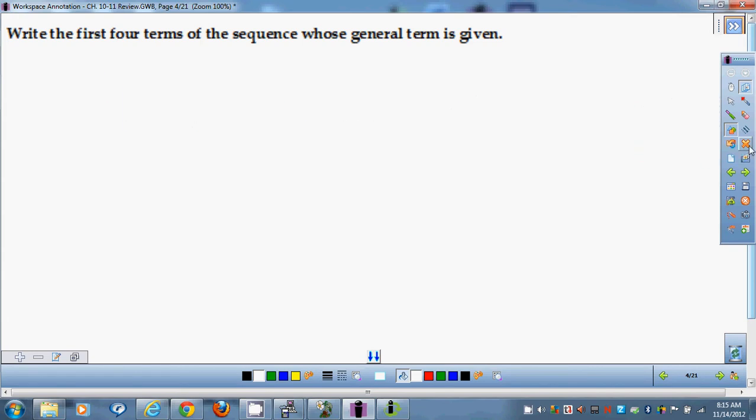Here we go. Number 2. Write the first 4 terms of the sequence whose general term is given. What is this problem going to look like? Keith and Seamus don't have to speak, but I need somebody else to now. What do you mean, a sequence? What is a general term?